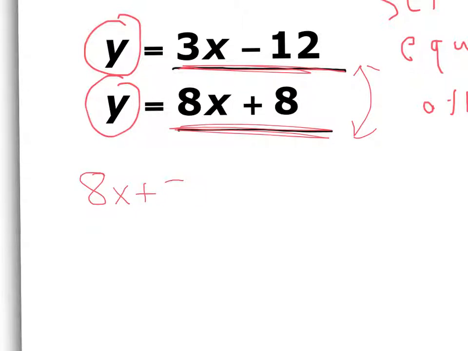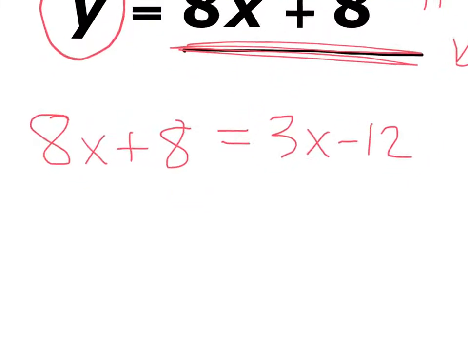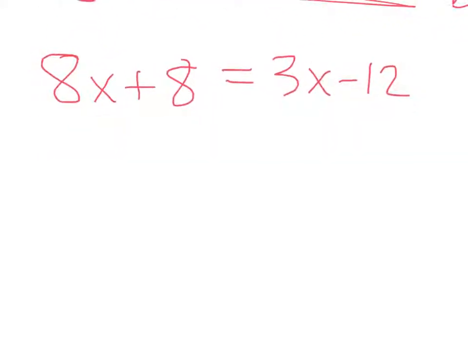So I'm going to set 8x plus 8, and I'm going to set that equal to 3x minus 12. Okay, so 8x plus 8 equals 3x minus 12. Now, this is a certain type of equation called a variables on both sides equation that we've seen before. The first step you have to do is get the variables on the same side, and we always move the smallest one.